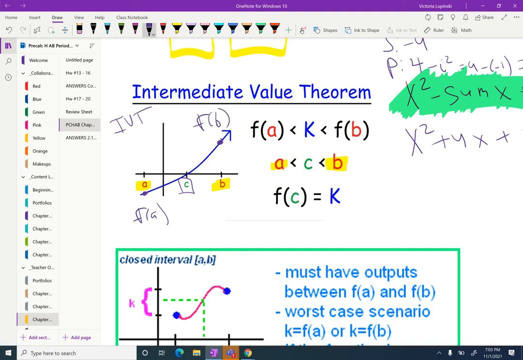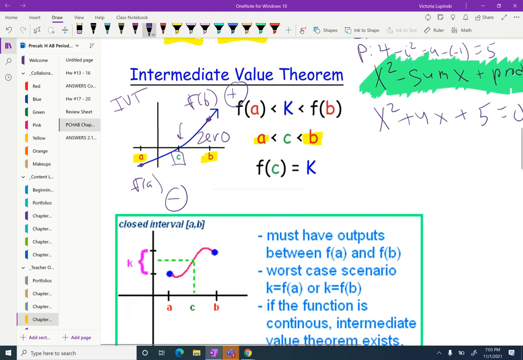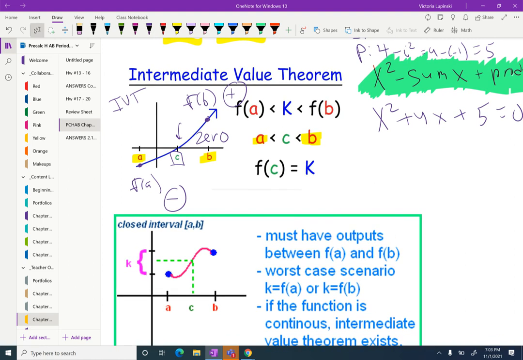This application of the intermediate value theorem says if you go from f of A, which is a negative, to f of B, which is a positive, the only possible way that you could do that is if you cross a 0 or an x-intercept in between. The second application of the intermediate value theorem doesn't specifically talk about a 0. It just talks about anything.